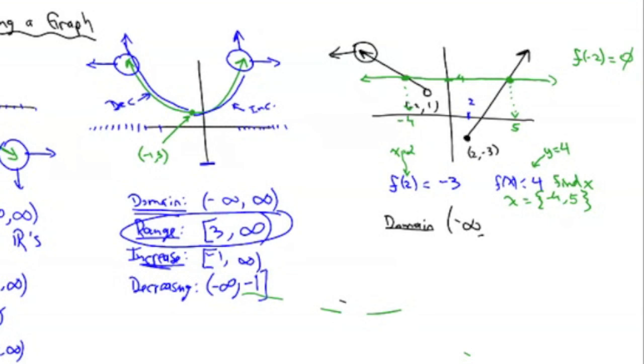To what? To -2. See, the graph comes down and it comes to a complete stop. There's nothing between here and there. It's a gap. So I have to stop it at -2. Now, bracket or parentheses? Parentheses because of the open circle. Union. What way?